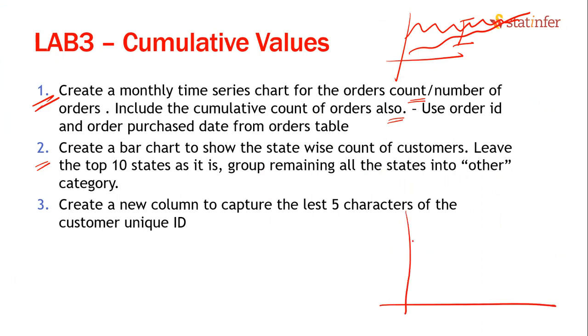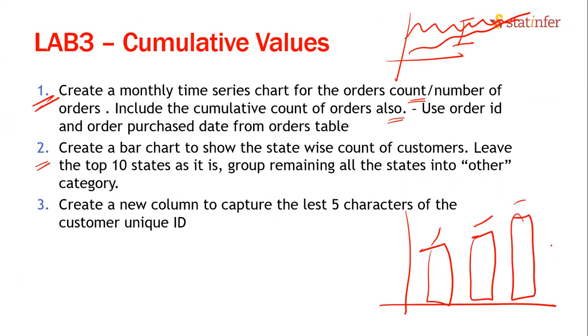The second exercise is create a bar chart to show state-wise count of customers. So it should be a bar chart, horizontal or vertical. State 1, how many customers are there? State 2, how many customers are there? State 3, how many customers are there? State 4, how many customers are there? Okay. And leave the top 10 states as it is, and remaining small states are there, group all of them into other. If other is not possible, you make it as other states. Okay, so there should be only 11 states, top 10 states followed by other states. That is the second exercise, grouping.